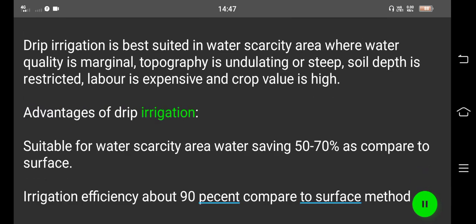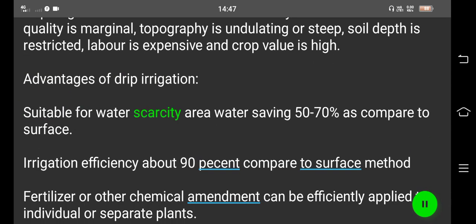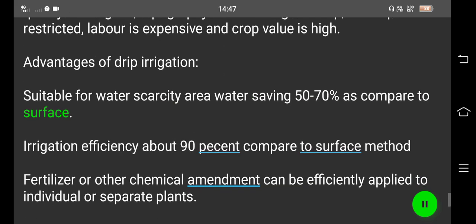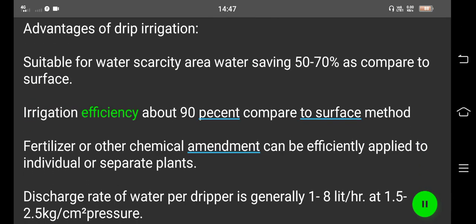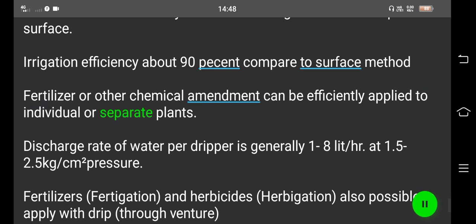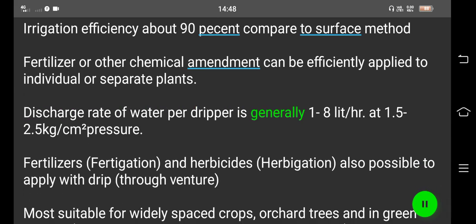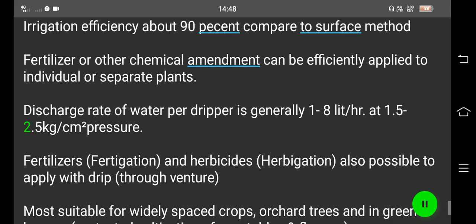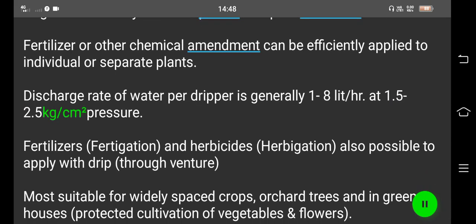Advantages of drip irrigation. Suitable for water scarcity areas, water saving 50 to 70% as compared to surface. Irrigation efficiency about 90% compared to the surface method. Fertilizer or other chemical amendments can be efficiently applied to individual or separate plants. Discharge rate of water per dripper is generally 1 to 8 liters per hour, at 1.5-2.5 kg per square centimeter pressure.